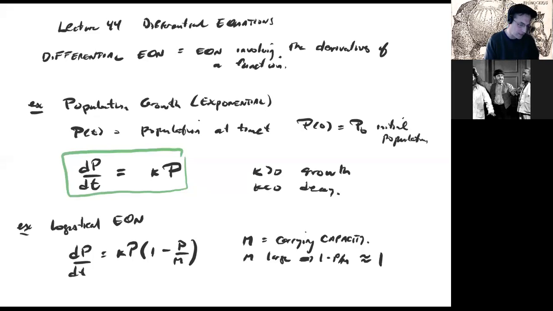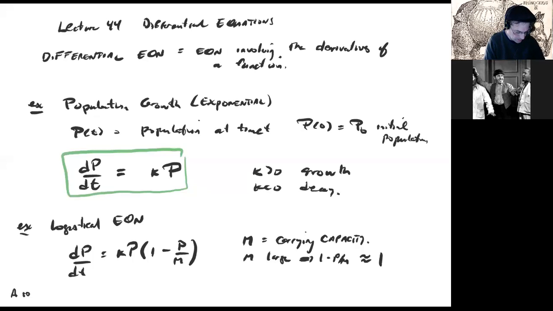What I mean to say is that if we substitute for 1 minus p over m 1, then we get back the exponential growth model. Okay, so this carrying capacity has to do with the fact that you may have limited resources for which population can grow unfettered.